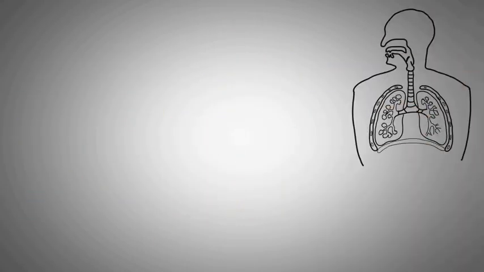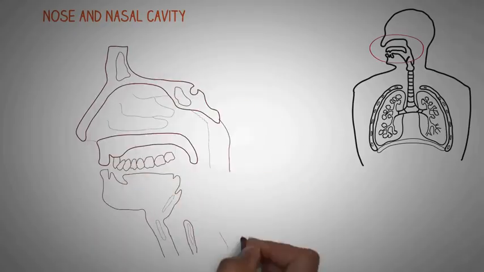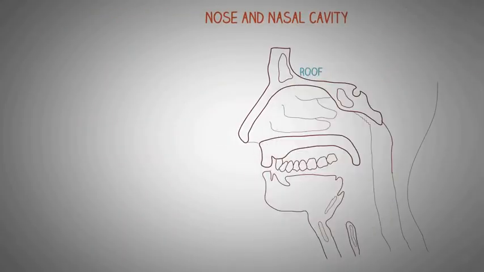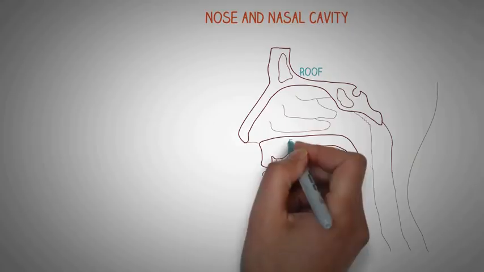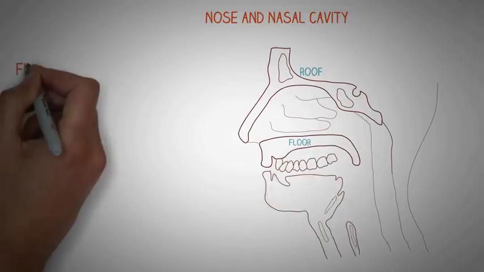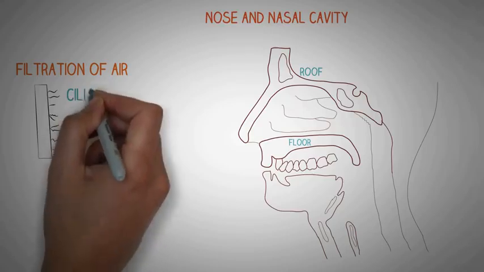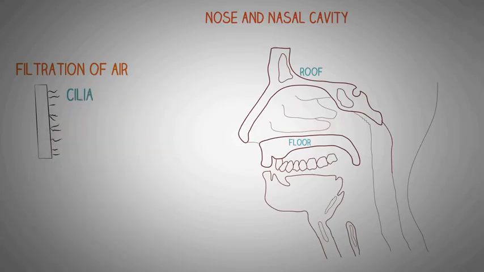So let's first talk about the brief anatomy of the nose and the nasal cavity. Now, if we take a look at this diagram in a bit of detail, we can see that the nasal cavity is made up of a roof, which is in turn made up of the bones forming the base of the skull. It also consists of a floor, which is made up of the palatine bones. The main job of the nose and the nasal cavity in the respiratory tract is the filtration of air. This is made possible by small, minute, hair-like structures present in the nasal cavity called cilia.